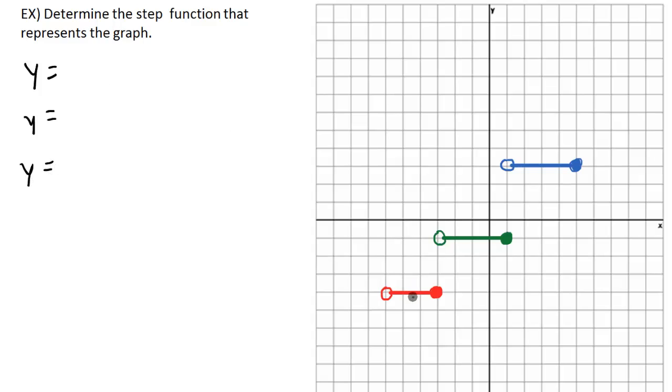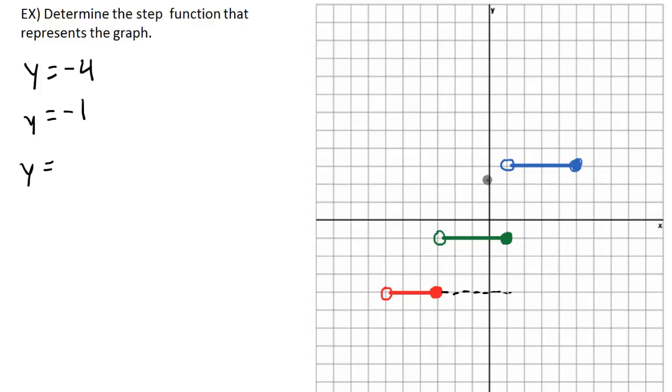Now if I look at this red line right here and I continue it to the right, I see that it goes through 1, 2, 3, 4. It goes through the y-axis at -4. So we're going to set that one equal to -4. And then the green line goes through it at -1. So I'm going to make another one, y equals -1.